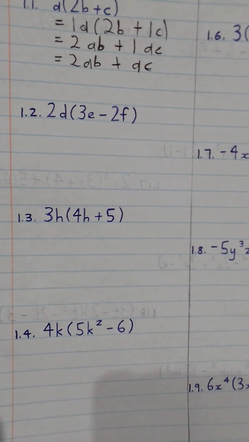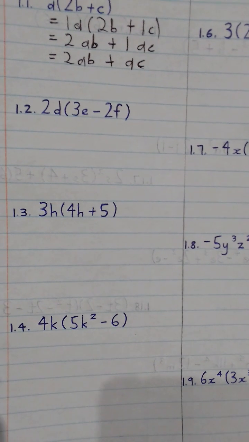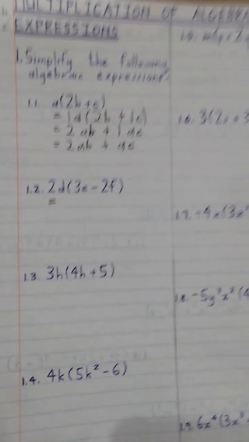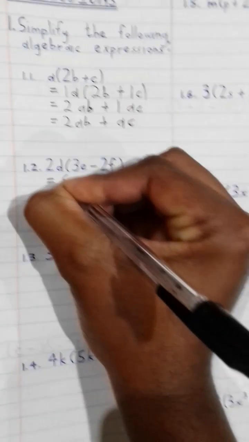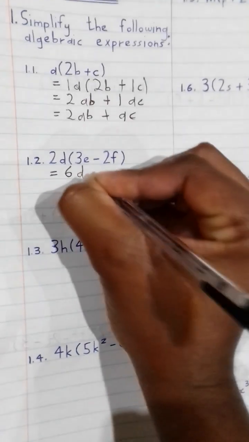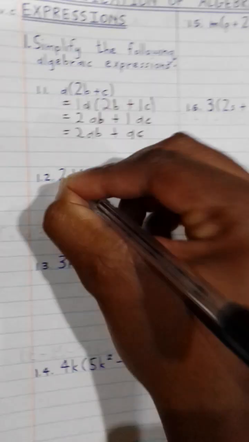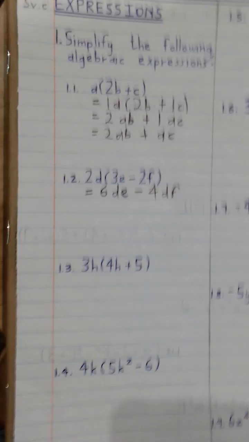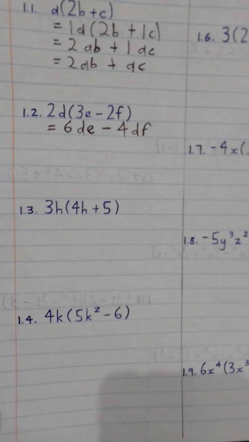1.2, 2d open bracket, 3e minus 2f close bracket. So it's going to be positive times positive is positive, 2 times 3 is 6. D times E is DE. Positive times negative, negative. 2 times 2, 4. D times F, DF. That is the final answer. I hope that is clear, and I hope that makes sense.